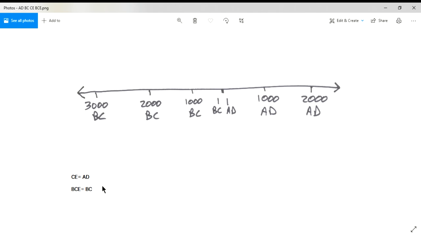Now you can use either system in written work that's submitted to me. Either method is fine. The only thing I insist on is that you be consistent. Don't jump back and forth between one system and the other in the same document. Use either AD and BC or use CE and BCE. Just stick to one.